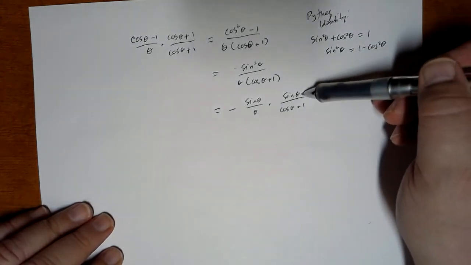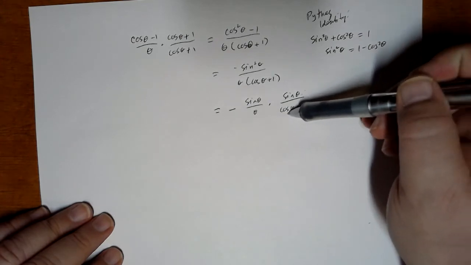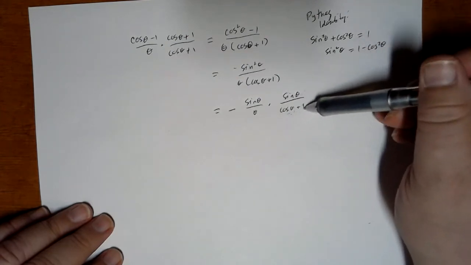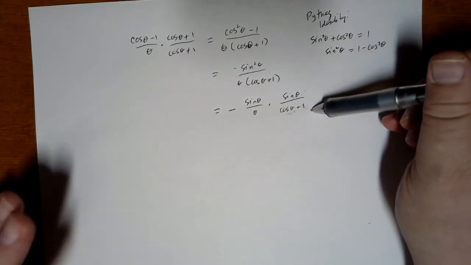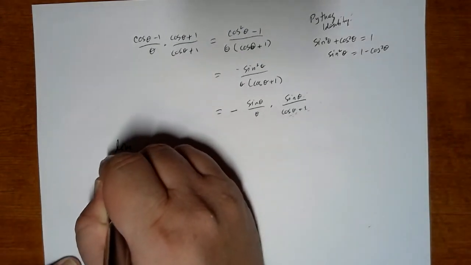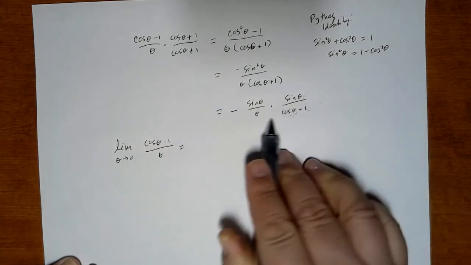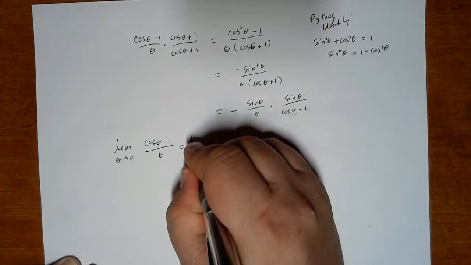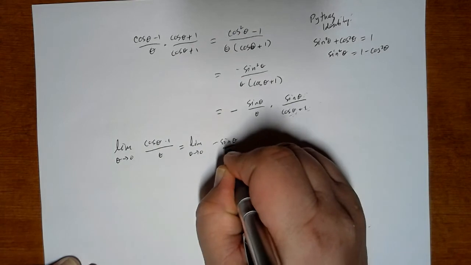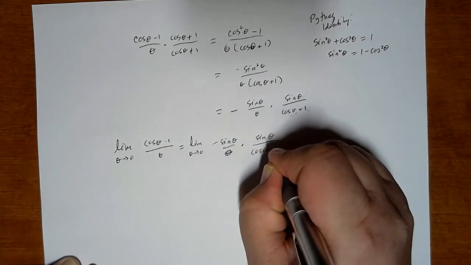In this limit, what happens as theta goes to 0? The numerator goes to 0, and the denominator goes to 1 plus 1, which is 2. And so the limit does exist for this expression as theta goes to 0, and it's equal to 0. Very good. So now we're ready. We take the limit as theta goes to 0 of cosine theta minus 1 over theta, which is the same thing as the limit as theta goes to 0 of minus sine theta over theta times sine theta over cosine theta plus 1.